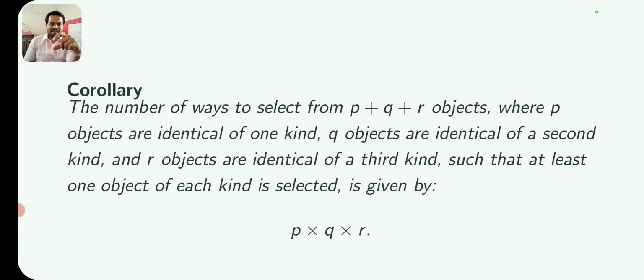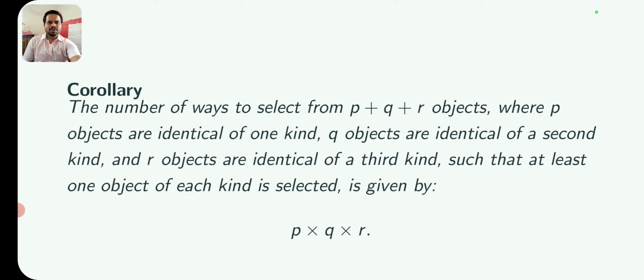So do you understand here the statement of this corollary? Read again. I pause here for 10 seconds. So here P plus Q plus R objects are given. P, Q, R are identical objects of first, second and third kind. At least one object we have to select from each kind, then it is given by P, Q, R.